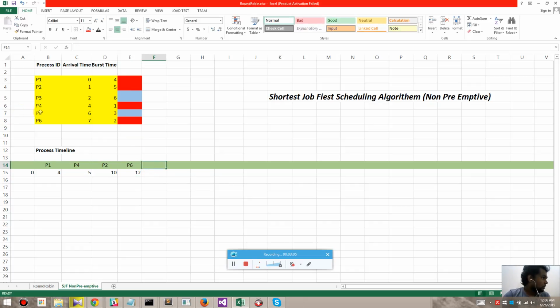Right, P3 and P5 are left. From these two, P5 is the shortest, has a burst time of 3, so I'll run it next, and it should be P5 here, and the timeline should be 12 plus 3 is 15. Right, next P3 is the one left, and it has a burst time of 6, so I'll mark this one in red, and the timeline should be 21.